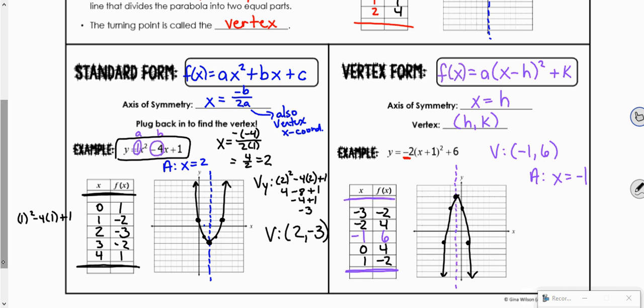That's because my A is a 2. Okay, if the absolute value of your A is greater than 1, you're going to be stretching it vertically. If the absolute value of your A is between 0 and 1, you're going to be stretching it horizontally or shrinking it vertically, compressing it, if you will.